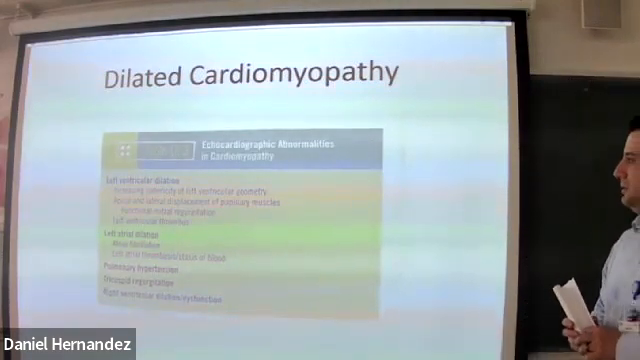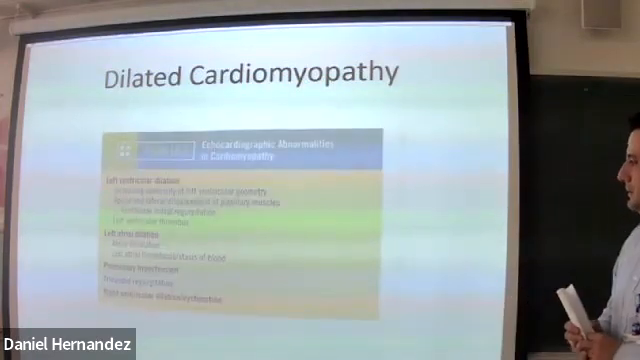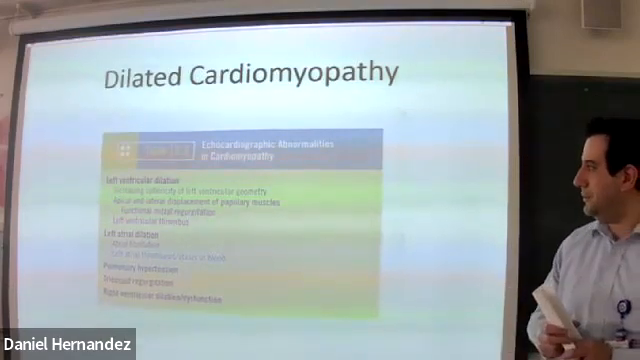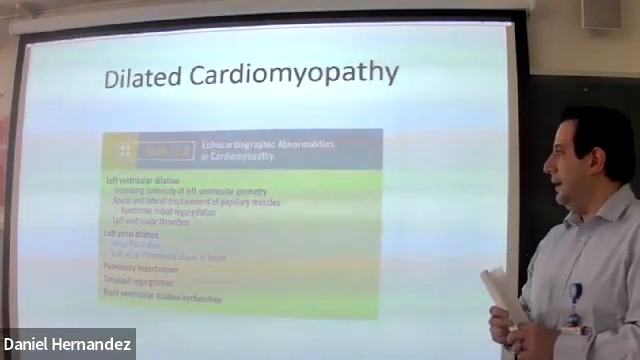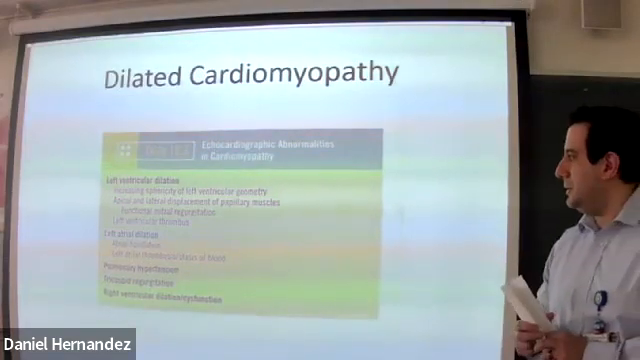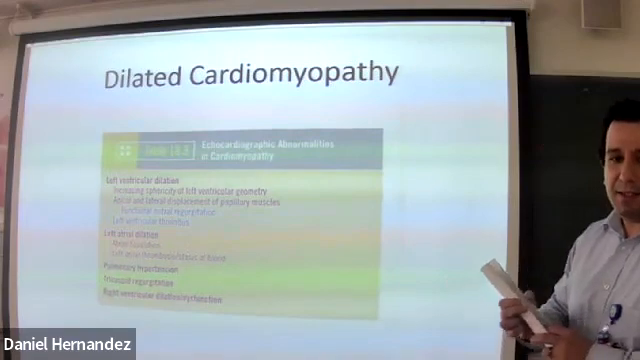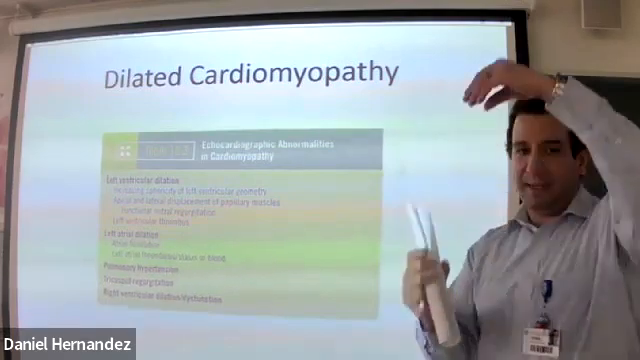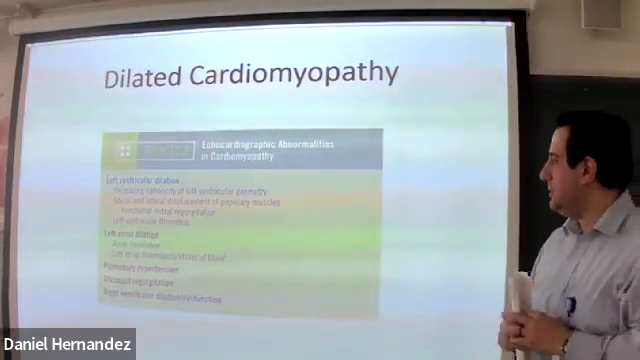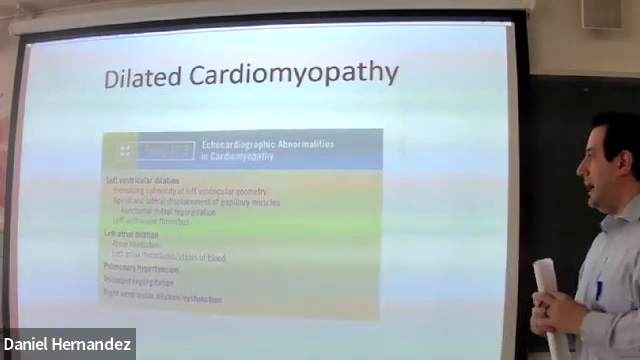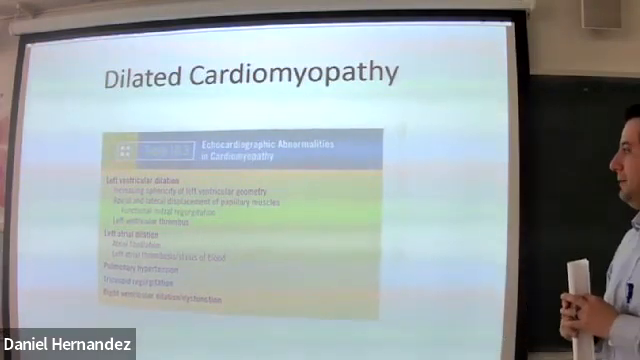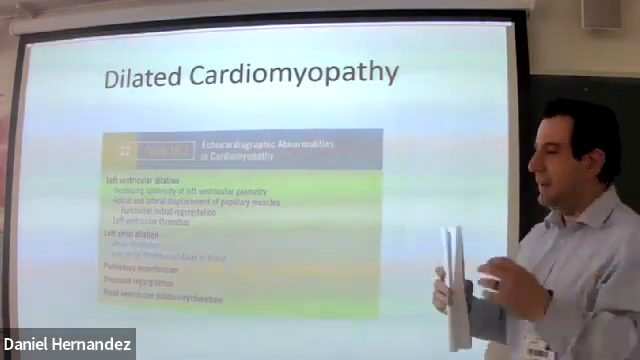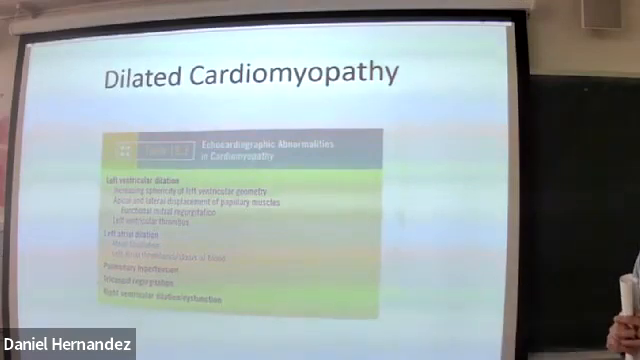This is a little chart showing some of the characteristics of dilated cardiomyopathy. Again, the primary characteristic is left ventricular dilatation. There's something called the sphericity index. As the ventricle becomes more dilated, it starts to take on more of a spherical shape as opposed to the nice long elongated bullet shape that we're used to seeing. As it dilates, it becomes more round, more spherical. We can have apical and lateral displacement of the papillary muscles as it dilates, which again leads to functional mitral regurg.